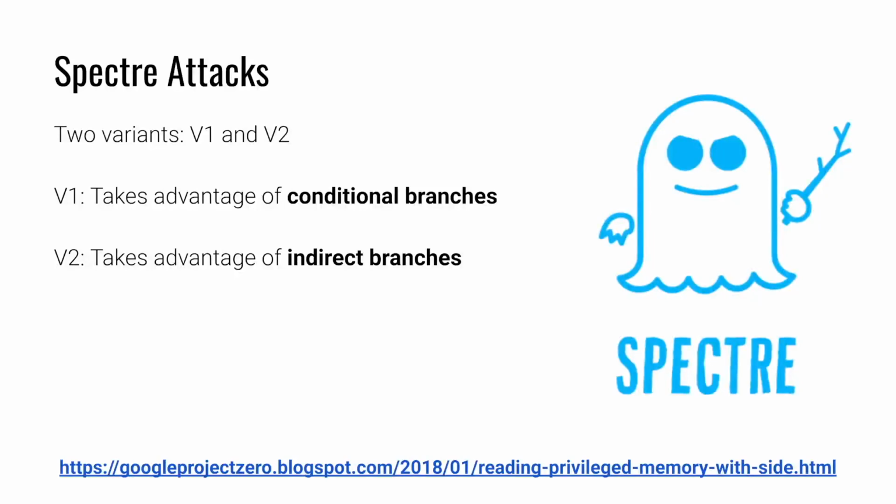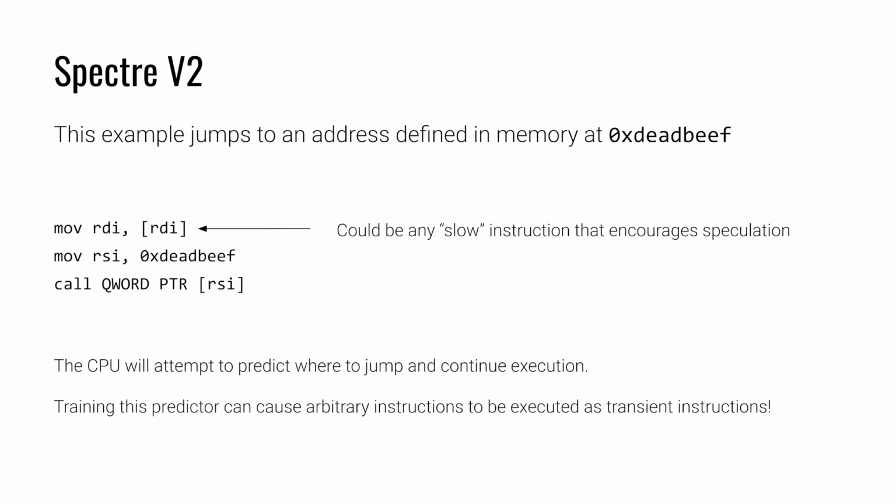Now, everything we've discussed up until this point refers to Spectre Variant 1. Spectre V1 takes advantage of conditional branches. Spectre V2 works in a very similar manner, but it is focusing on indirect branches. Here we see a minimal example where Spectre V2 may apply.